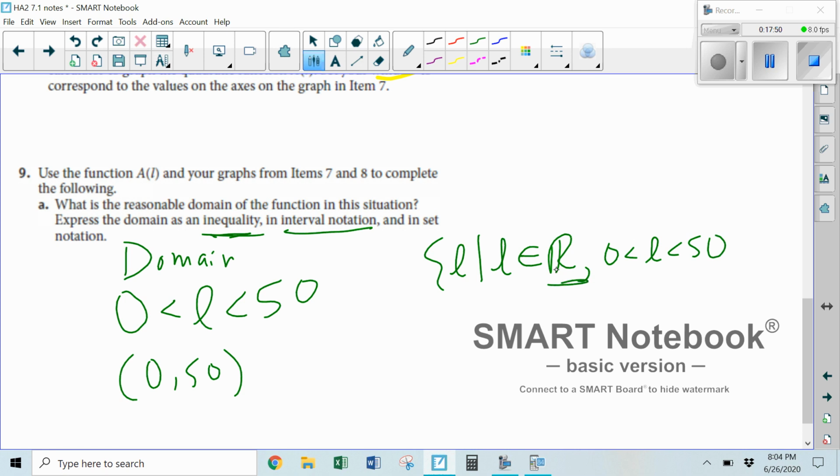Now, maybe you have a question about the real number system. So can I have decimals? Yes, I can have a length of 5.5. So I don't have to restrict this to just integers. And then this restricts it to not having negatives. So it takes care of that. All right.